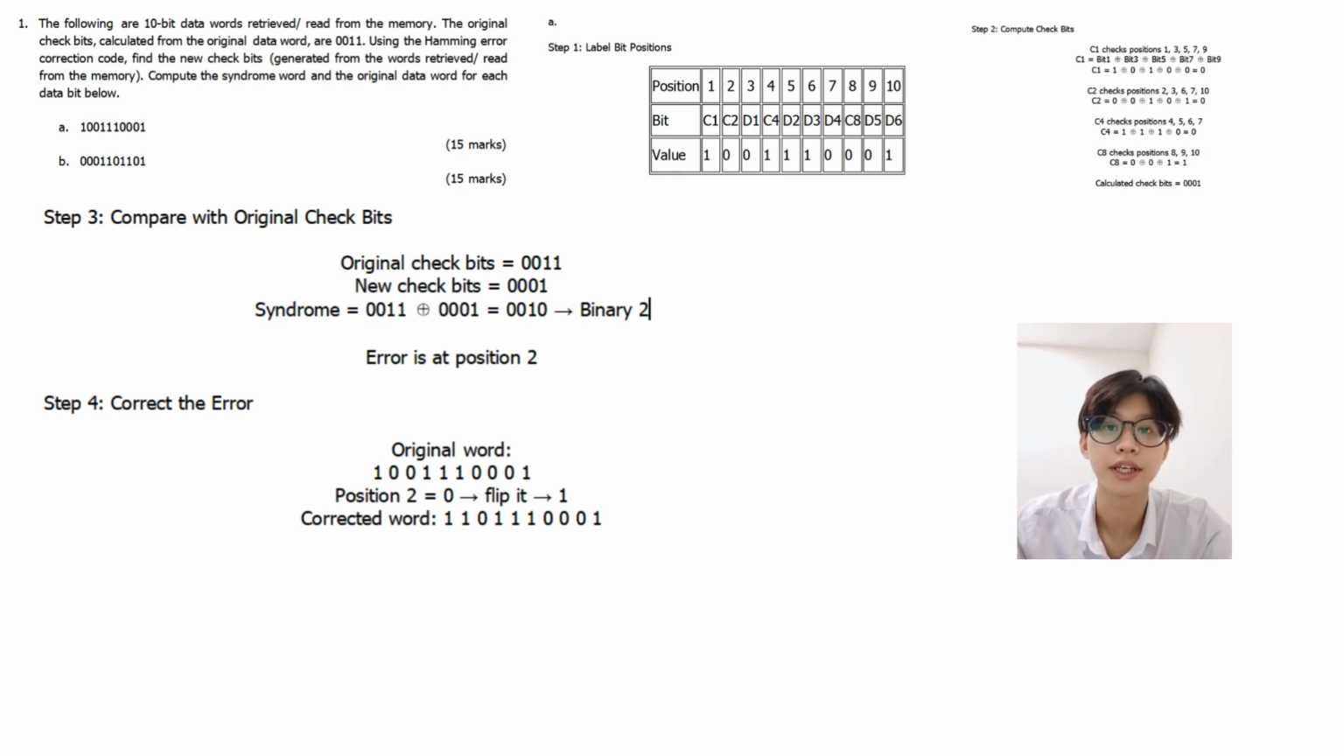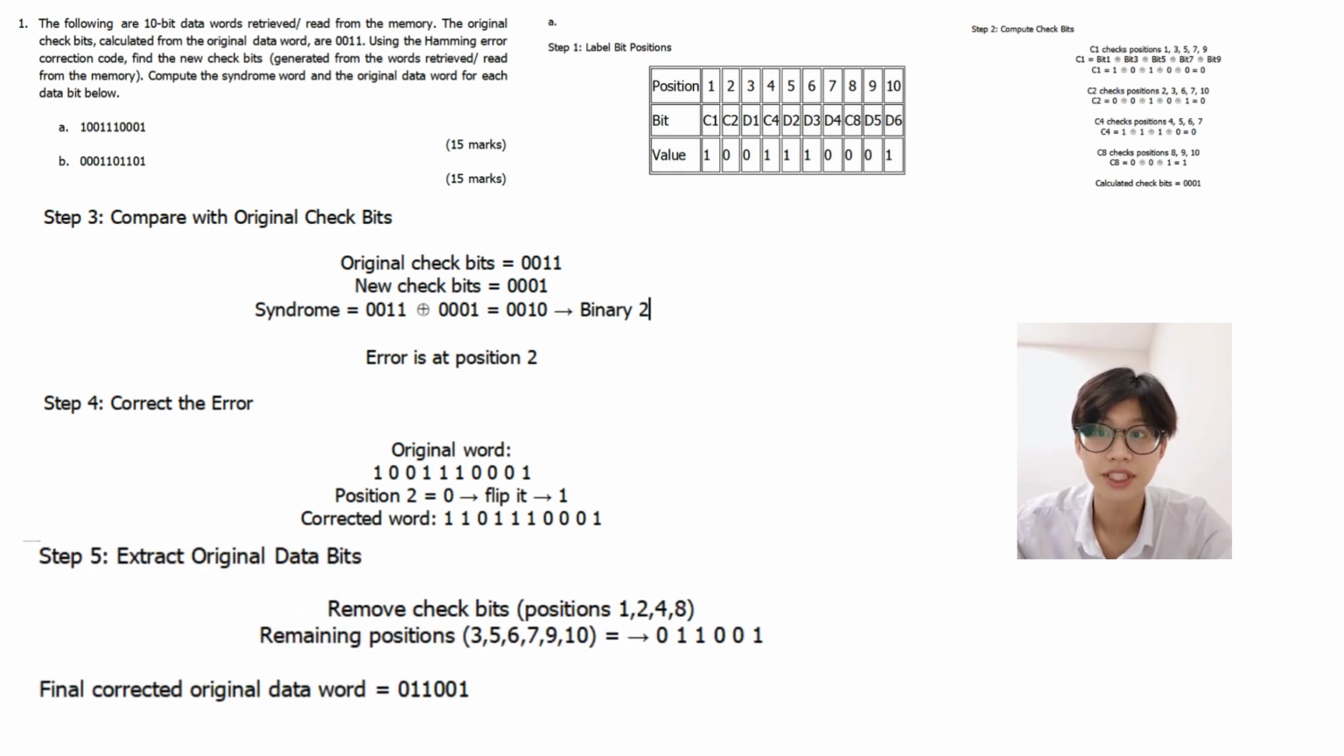We then corrected the error by flipping bit 2 from 0 to 1. After fixing the error, I removed all the check bits. The 6-bit original data is now 011001.